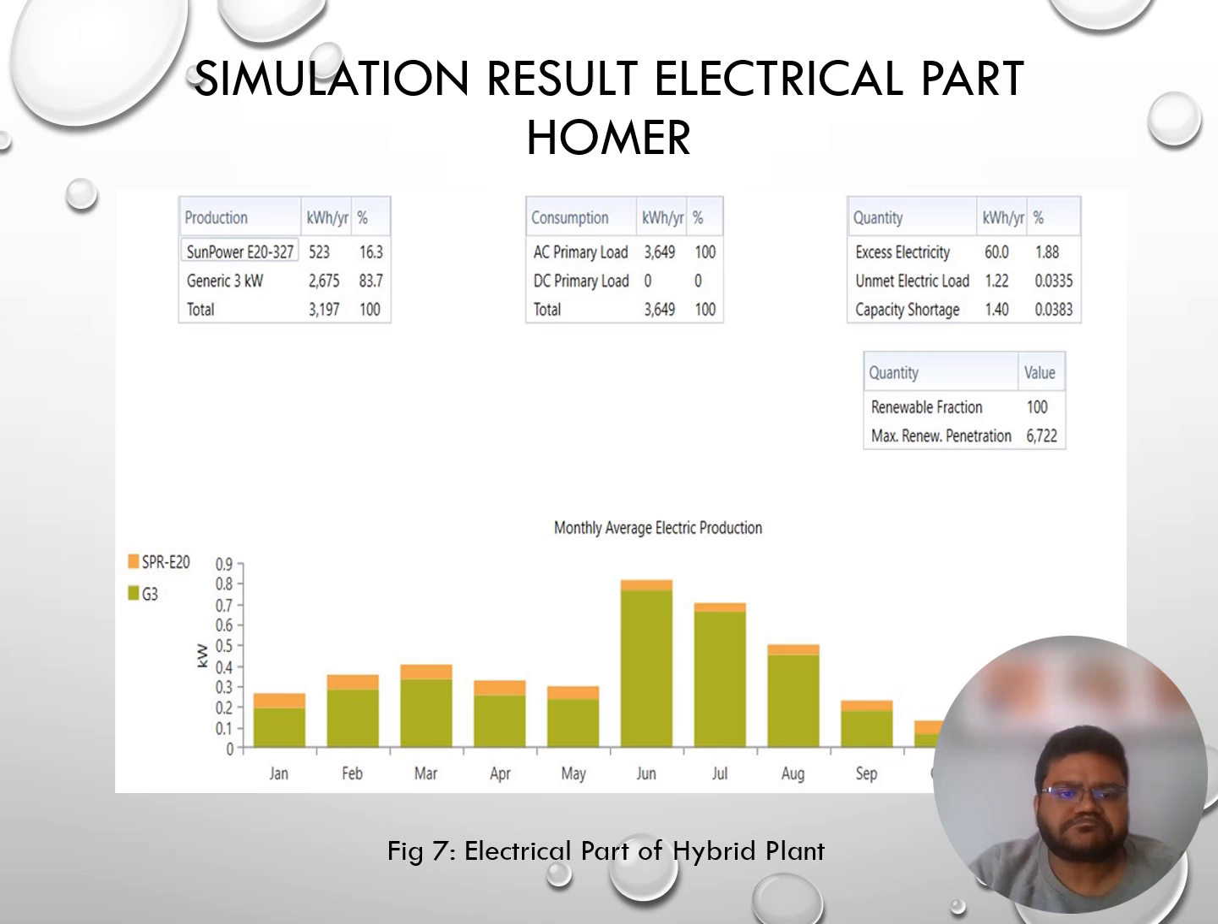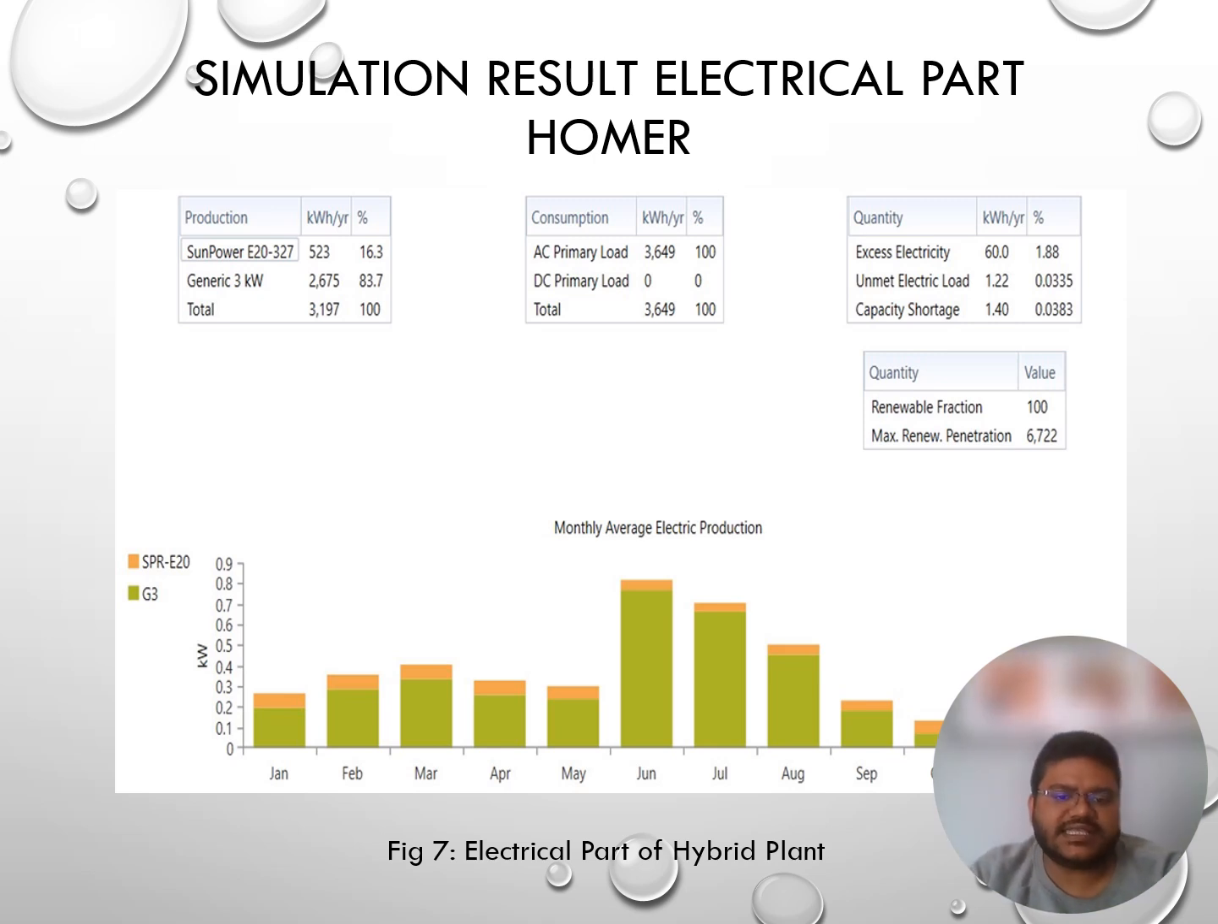As we used SunPower to simulate Homer, we can see that SunPower is giving out 523 kilowatt per year. So this excess electricity, which is 60 kilowatt per year, is transferred to the national grid or stored in the battery for later use. And we can see that the renewable fraction is 100%, so this project is completely environmentally friendly.